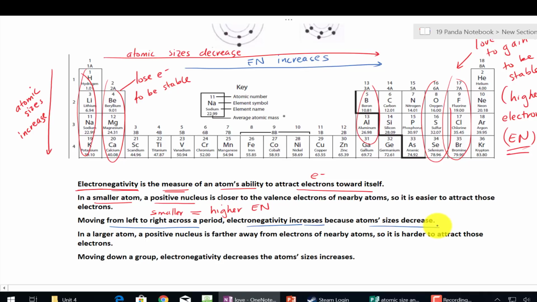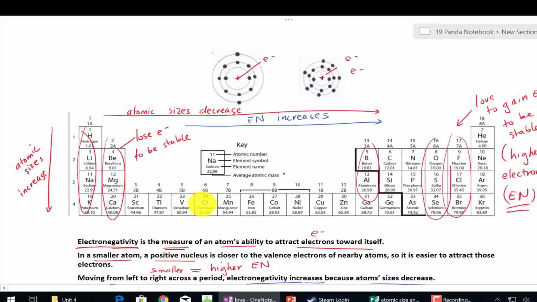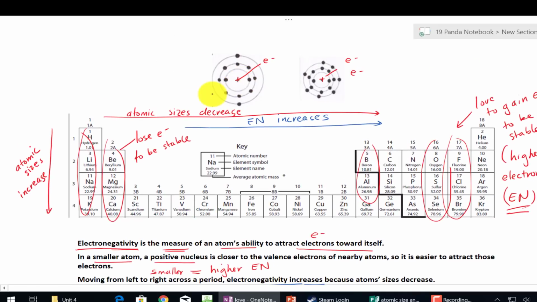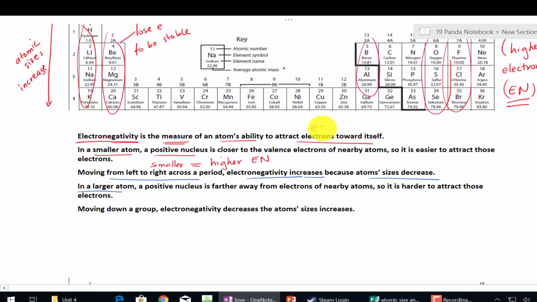Remember, smaller atoms have the ability to gain electrons from nearby atoms. Now, what about in a larger atom? Of course, in a larger atom, we looked at this before, it is too far away for this proton or that nucleus to gain the electron from all the way outside, right here. It's too far. So, of course, it has a lower electronegativity. In a large atom, the nucleus is farther away from the electrons of nearby atoms, so it would be more difficult, or harder, for it to attract nearby electrons.